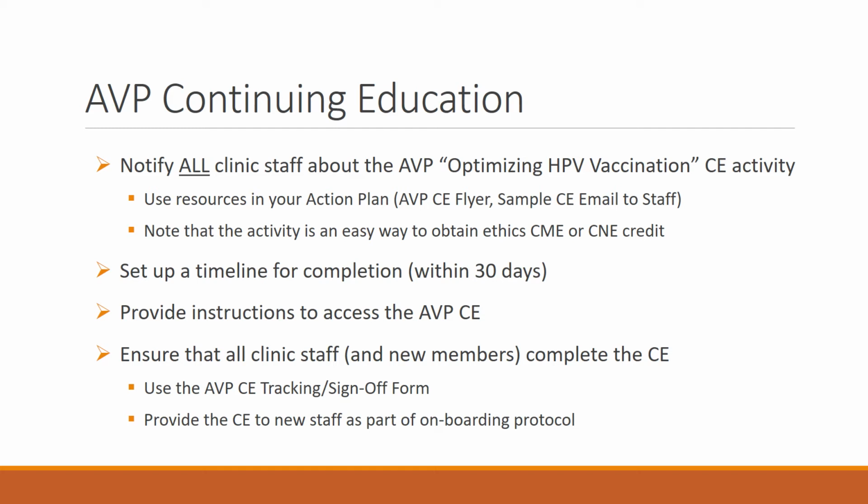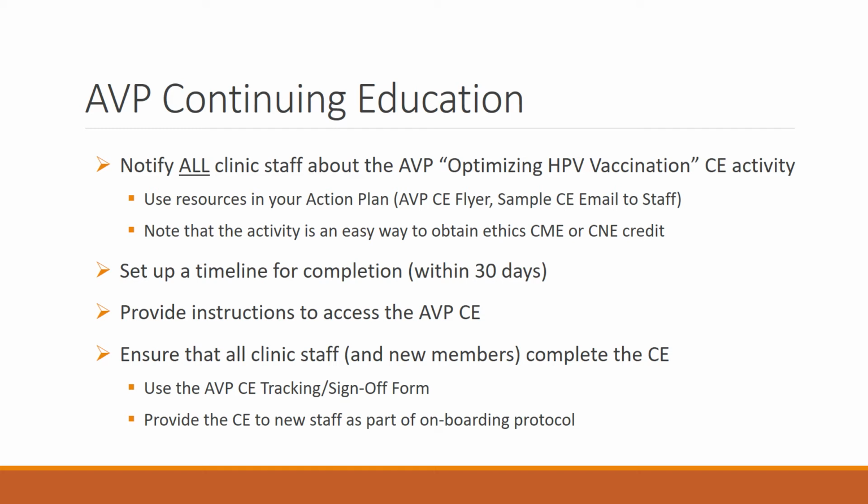The Tools section of your action plan contains resources to promote the AVP continuing education in your clinic, including a flyer and a sample email to staff. Make sure you note that the activity is an easy way to obtain Ethics CME or CNE credit. Next, set up a timeline for completion.